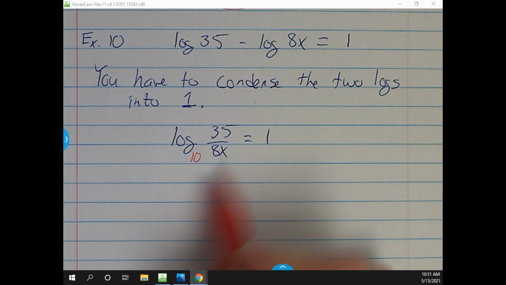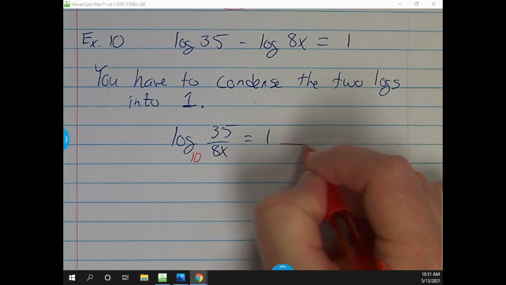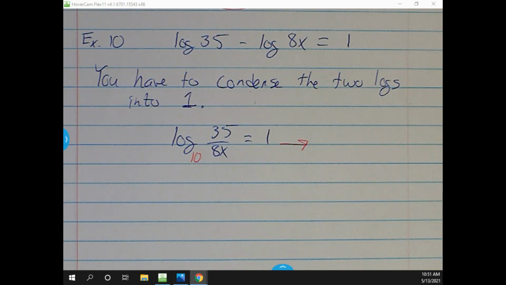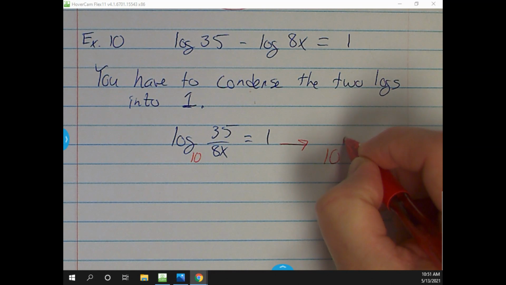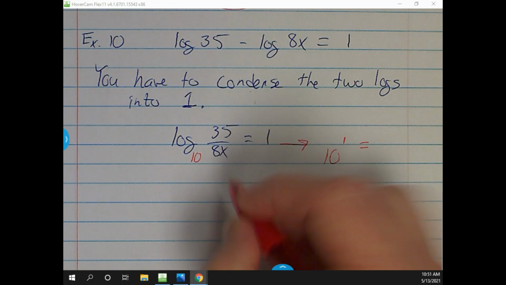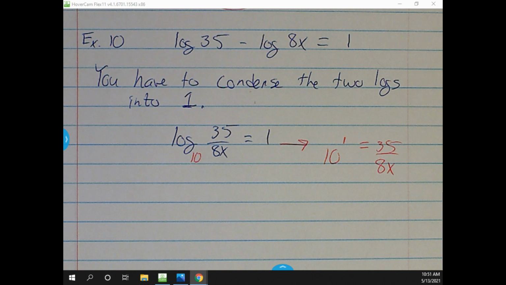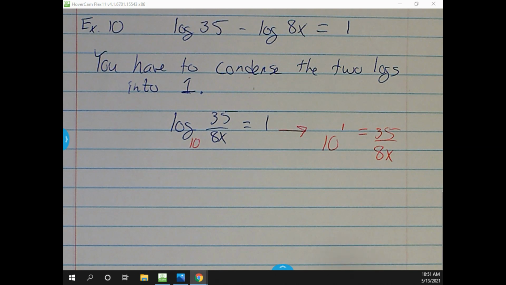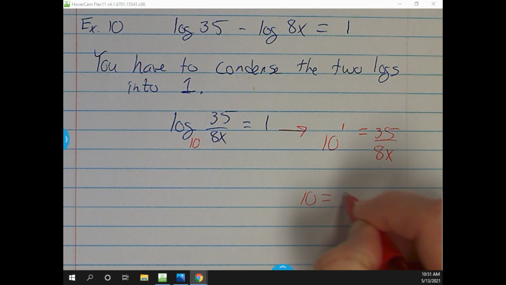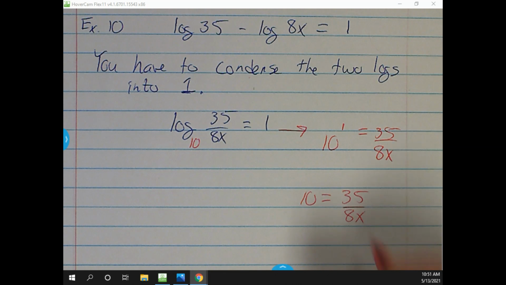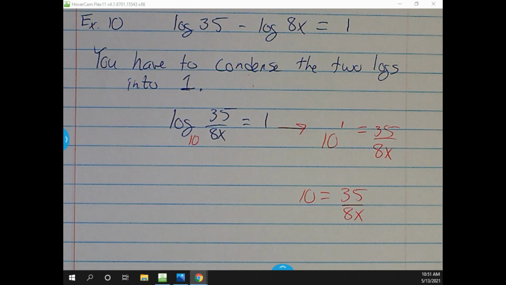So once you've condensed it down to one log expression, now you can rewrite it back to exponential form. So it's going to be 10 to the first power, and that's going to equal 35 over 8x. Okay, 10 to the first power, no problem there, that's 10. So you've got 35 over 8x. Now, this is a part where it gets a little difficult because x is on the bottom, which messes things up a little bit because we're always used to having x on the top when we solve these. If x is on the bottom, there's one easy way to fix this.